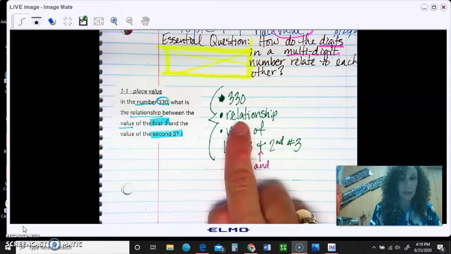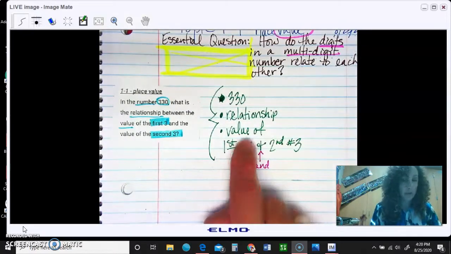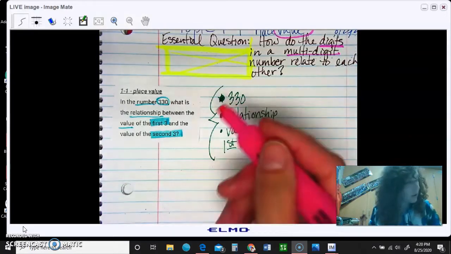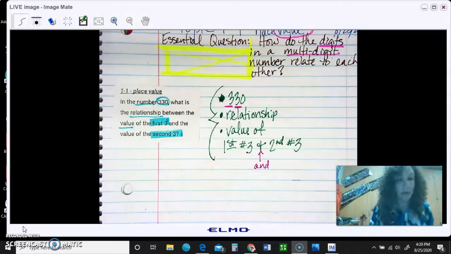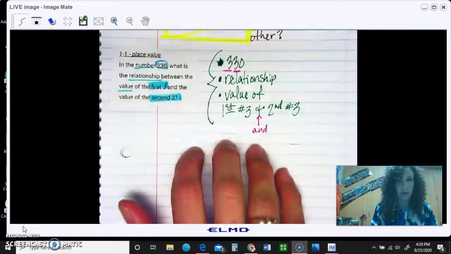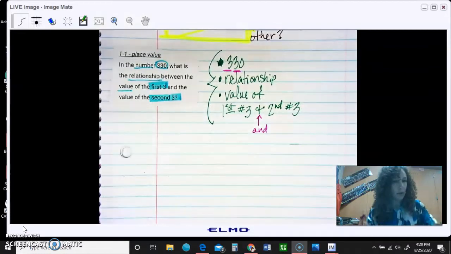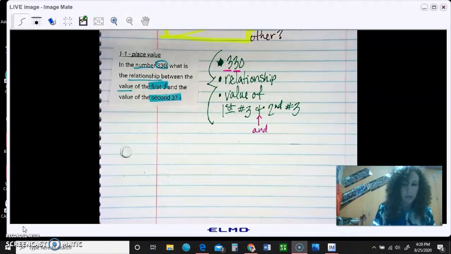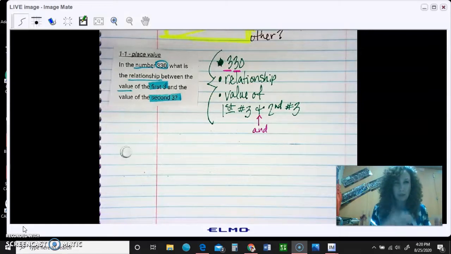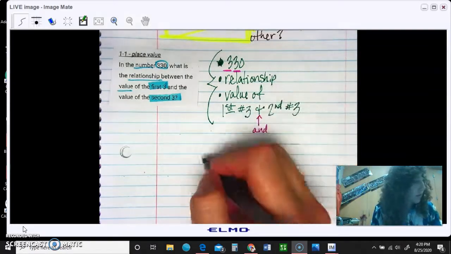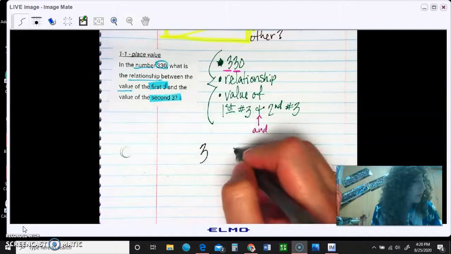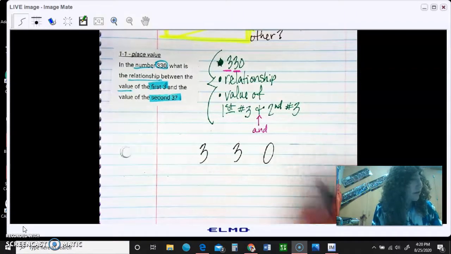We're trying to figure out a relationship there between the values of this and this. Okay, so I'm going to take that number and I'm going to start thinking about it down here. I'm going to write it larger, space it out a little so I can be thinking about the number. Okay, so we've got 3, 3, 0.